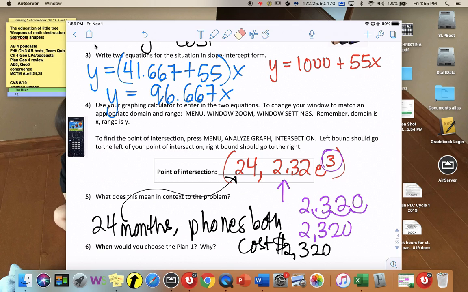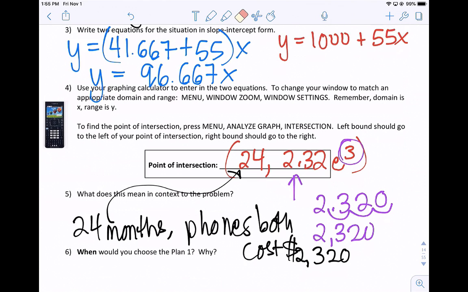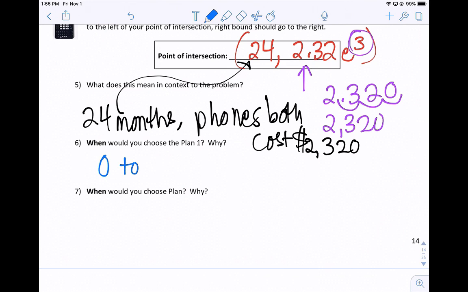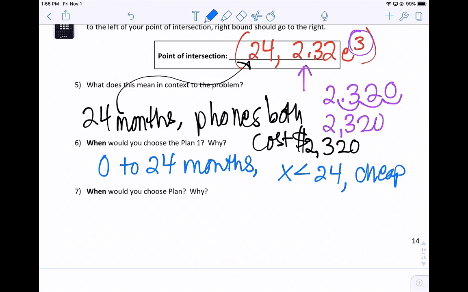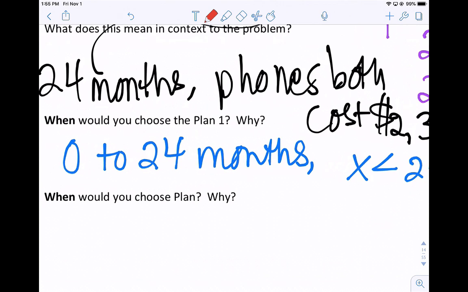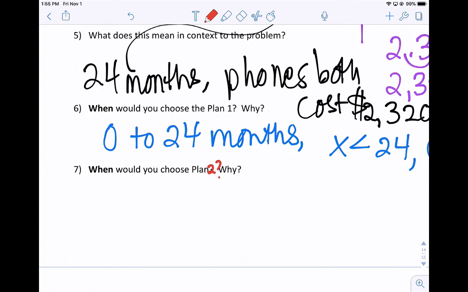Let's write that down. You would choose plan 1 if you had your phone from 0 to 24 months because it's cheaper. So we could say if your time is less than 24, plan 1 is cheaper. When will you choose plan 2? We would choose it when the time is greater than 24. At 24, it doesn't matter. At 24 months, you could do either phone, it costs the same. But plan 2 would be cheaper after 24 months.